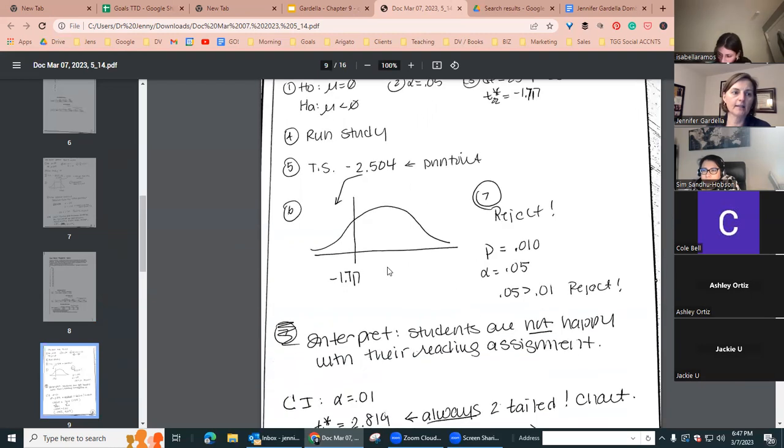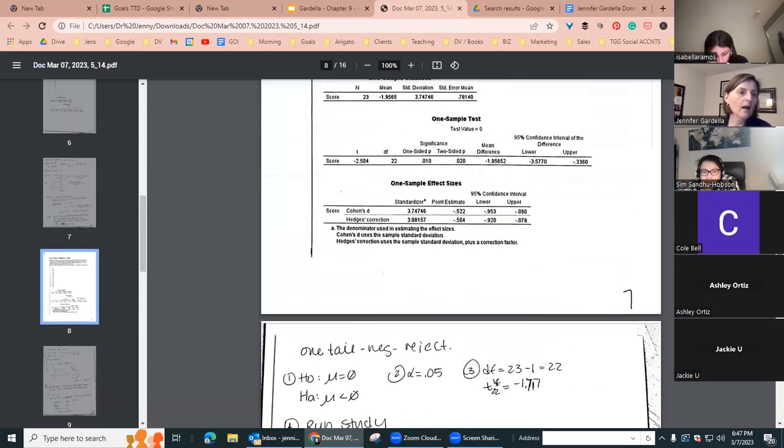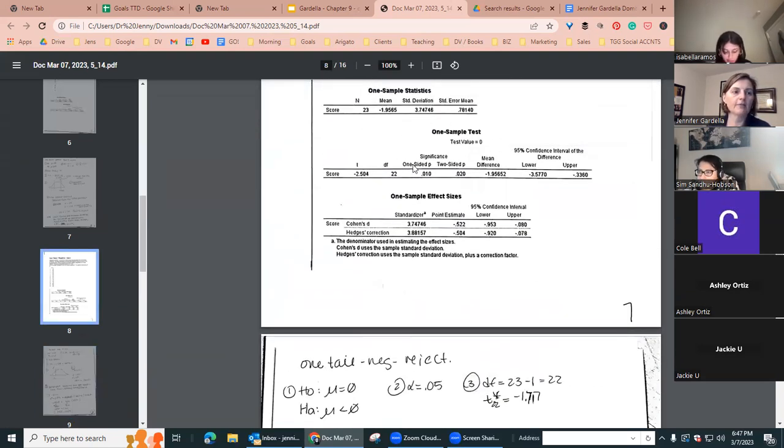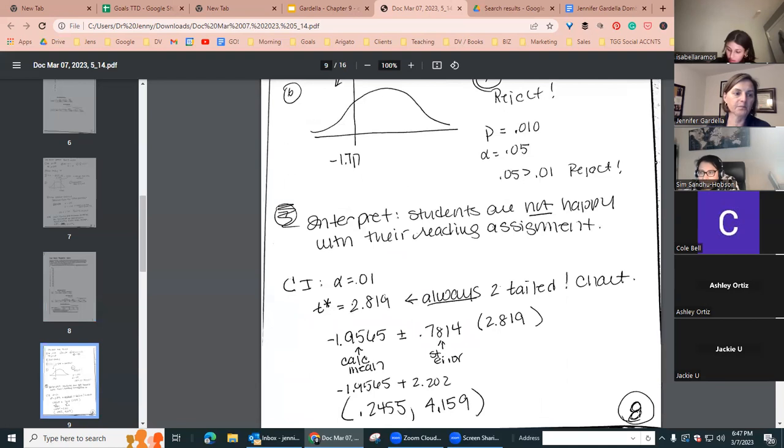We run our study. Now I cheated a little bit and I did not list all these out for you because I was getting exhausted. So I got this right from the printout. Our test statistic is negative 2.504 and we reject because it falls beyond the critical region. And we can also look at P on the printout, 0.01. 0.01 for a one-sided t-test, which is smaller than 0.05. So we are good to go to reject. Students are not happy with their reading assignment. That's essentially what you're saying here.